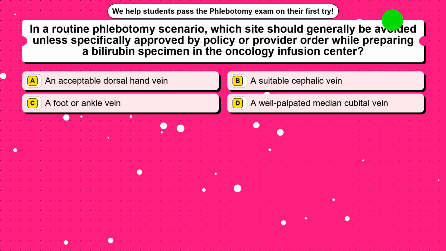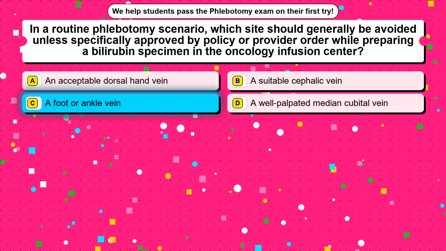Question 8. In a routine phlebotomy scenario, which site should generally be avoided unless specifically approved by policy or provider order while preparing a bilirubin specimen in the Oncology Infusion Center? Option A. An acceptable dorsal hand vein. Option B. A suitable cephalic vein. Option C. A foot or ankle vein. Option D. A well-palpated median cubital vein.